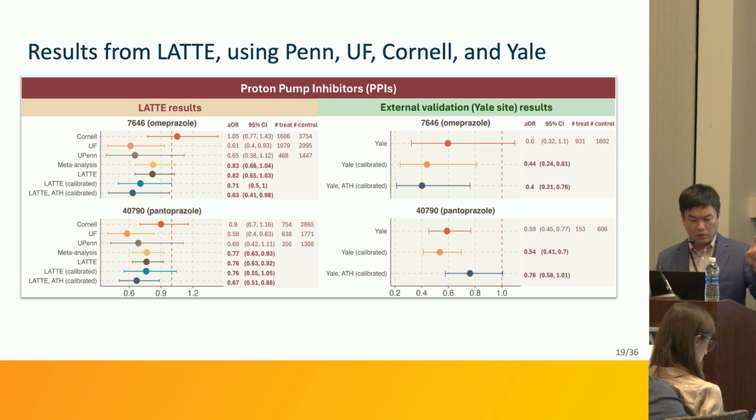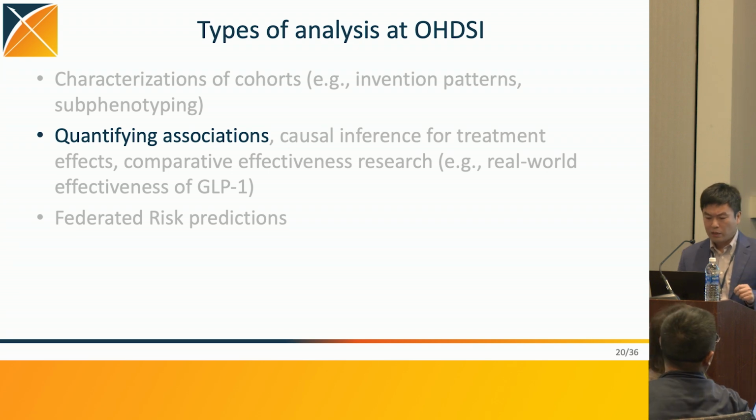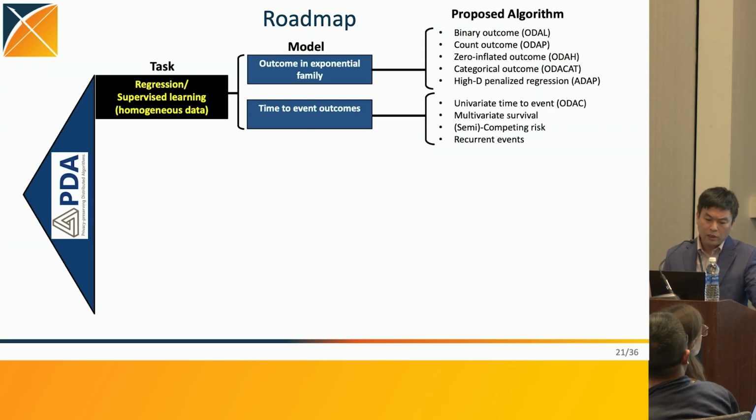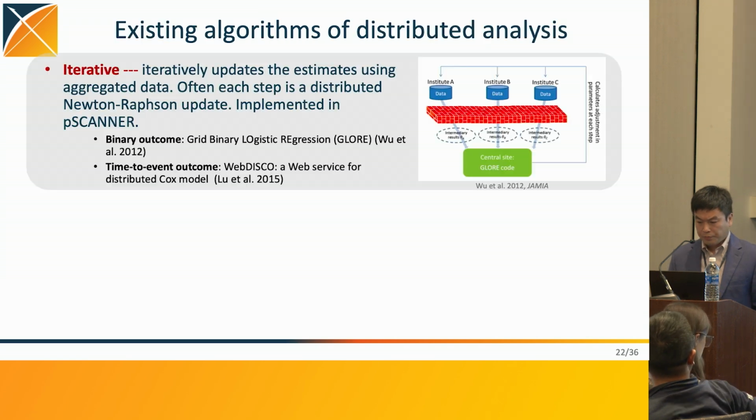So I'm going to skip this result. It's actually implemented at Penn, University of Florida, Cornell, and Yale. And quantifying association, running all kinds of regression models. This was actually the earlier effort that we made, because people are running a lot of logistic regression and Cox regression models. So we actually had a large number of algorithms supporting this type of regression analysis.